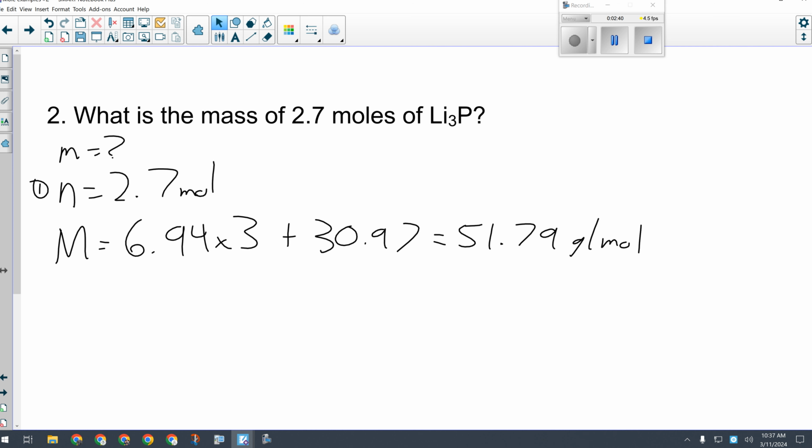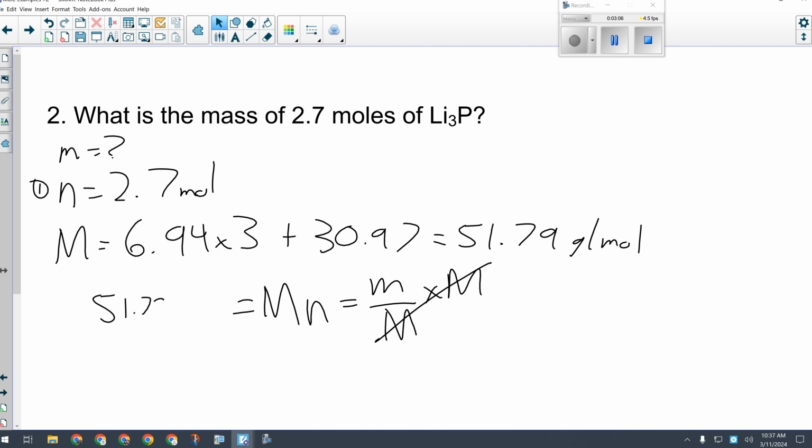Now on this one, we have to solve for little m. So what do I do with big M to get little m by itself? I multiply both sides by it. If I multiply this side by it, it cancels. Then I multiply this side by it, and now I've got my formula. So you get a mark for plugging in your numbers here. So that'll be 51.79, big M, times 2.7.